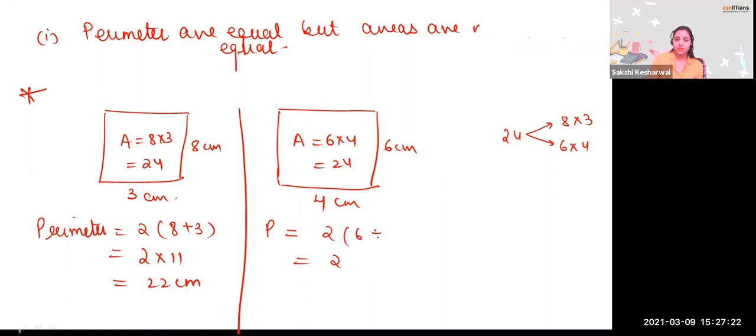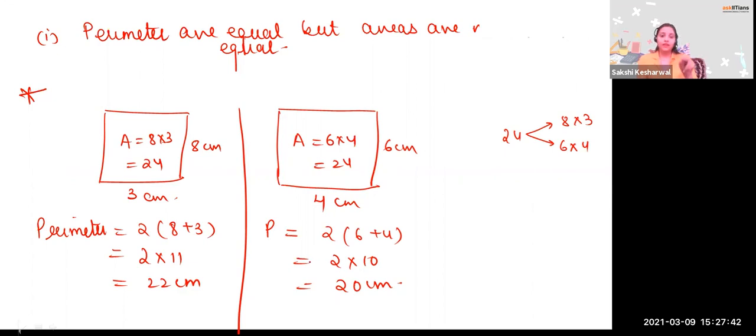That is 6 plus 4, which is equal to what? 6 into 10, which is equal to what, beta? 20 centimeters. So we see that the areas are equal, but the perimeters are not equal. So it is not necessary that if the perimeters are equal, then the areas have to be different, or both have to be equal. It can be anything, depending on the numbers given for the length and the breadth, right?